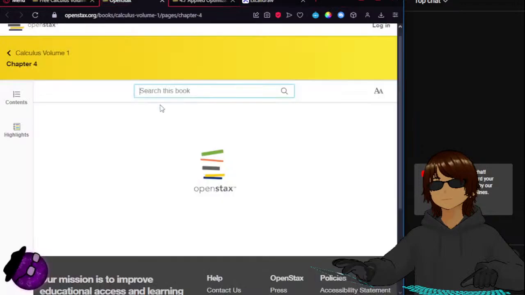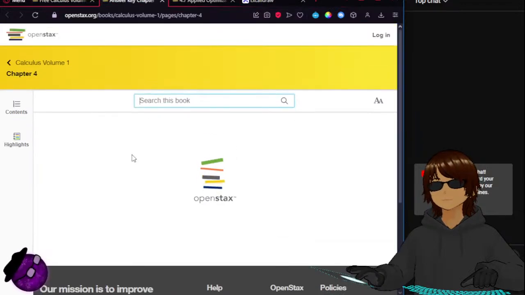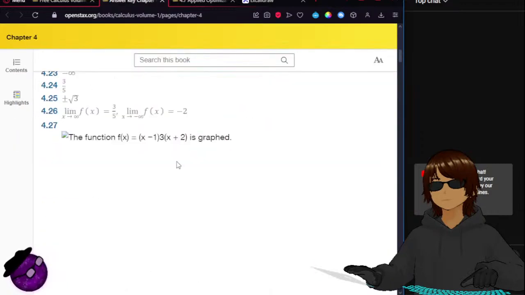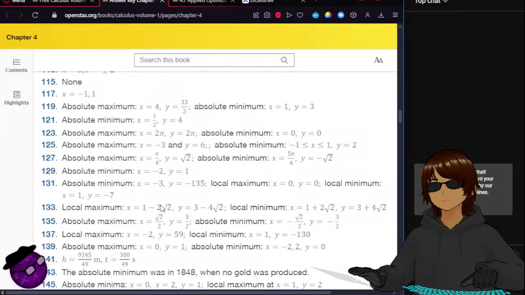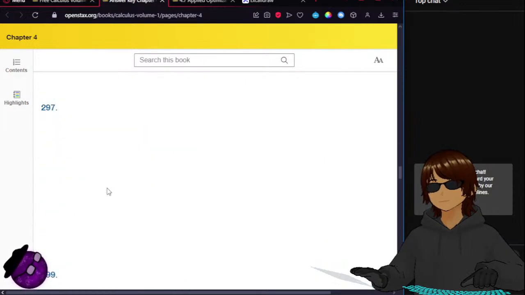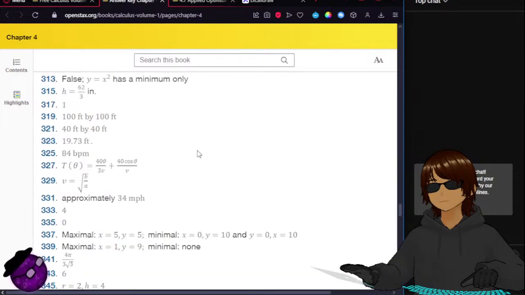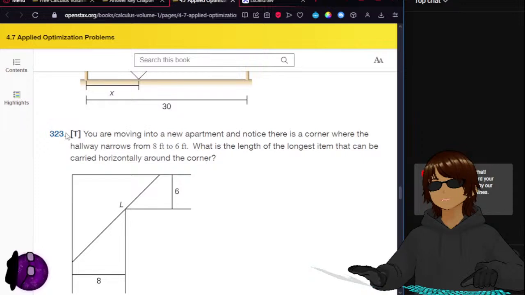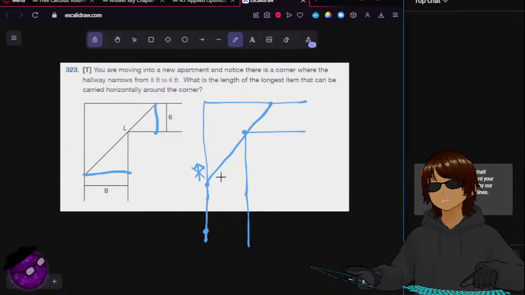I have no clue. 3, 2, 3. Oh, it only shows the answer. It doesn't show the workout. Yeah, let me think.